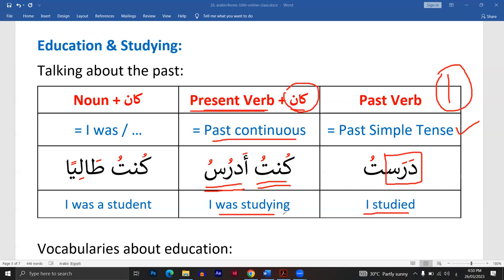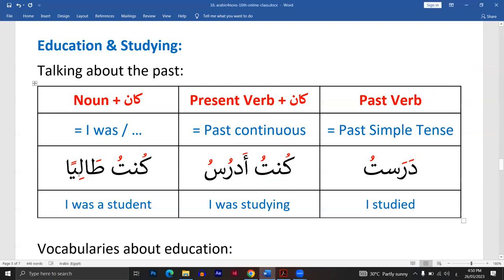So kana plus a present verb is equivalent to the past continuous: I was studying. Or if you want to say I was something in the past, you can use kana plus the noun directly. And this is equivalent to I was or we were. Kuntu taliban. I was a student.